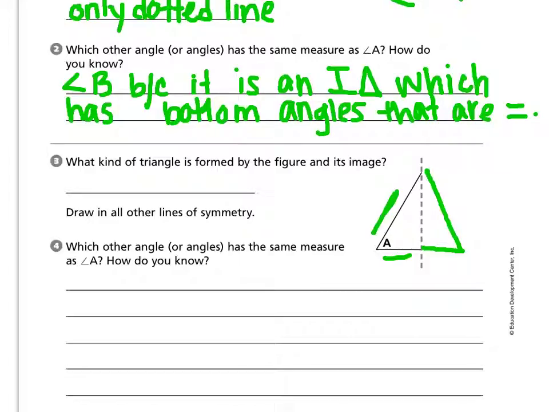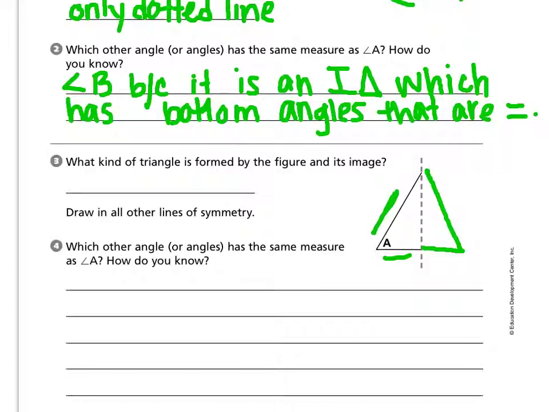You'll then need to draw in the lines of symmetry. Remember, isosceles triangles have 1 line of symmetry. Equilateral triangles have 3 lines of symmetry, and scalene triangles have 0 lines of symmetry.